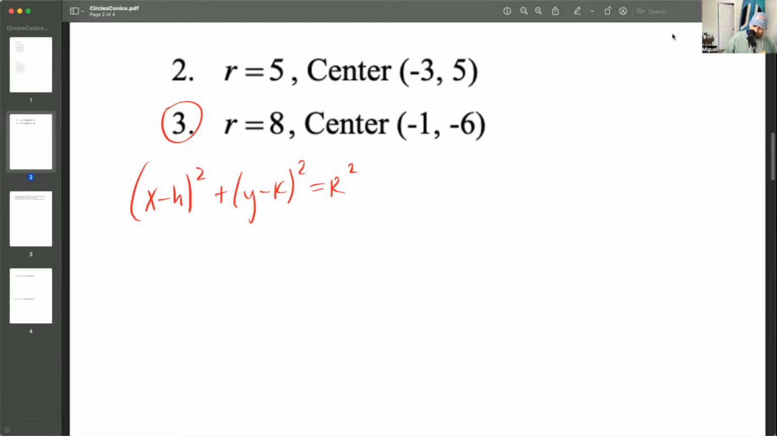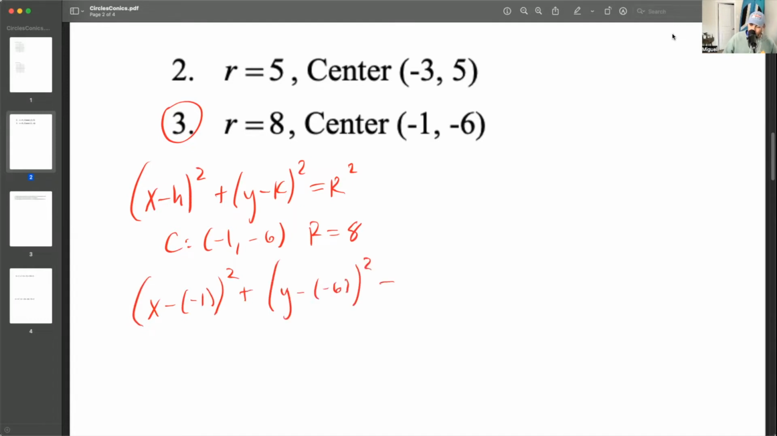So our center was -1, -6, and then our radius was going to be 8. So now all we do is go ahead and plug those values into our standard form. So x minus -1 squared plus y minus -6 squared equals 8 squared.